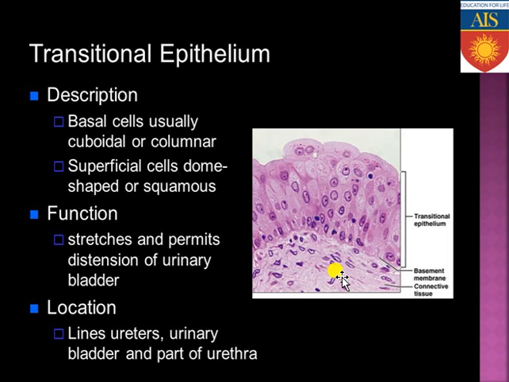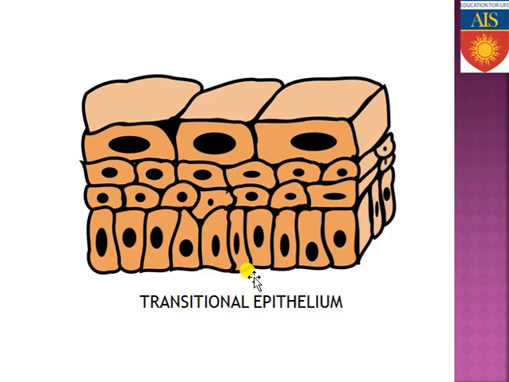Function: it can stretch, it can permit the distension of the urinary bladder. Exclusively this transitional epithelium is present only in the inner wall of the urinary bladder. Other than the urinary bladder, nowhere is this specific type of epithelial tissue present. So for that reason it is responsible for distending the urinary bladder. Location: they line the ureters, urinary bladder and part of the urethra. So part of the urethra, urinary bladder and the ureter will be lined by this transitional epithelial tissue. So this is the figure of the transitional epithelial tissue where you can see the columnar shaped cells and cuboidal shaped cells.